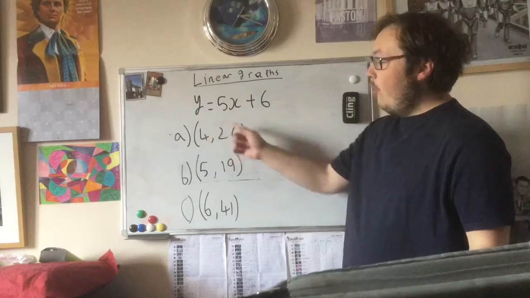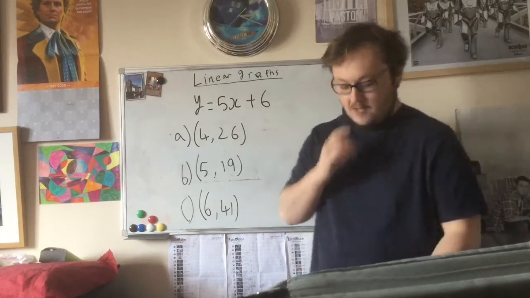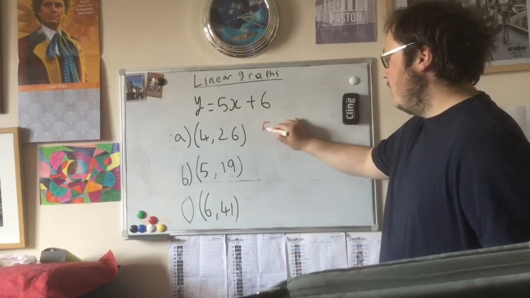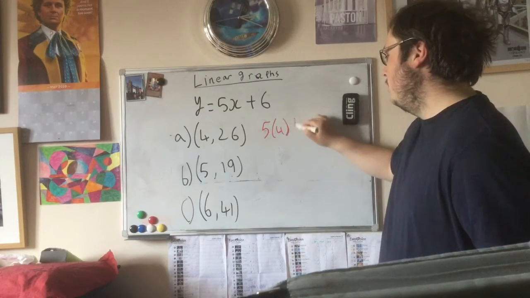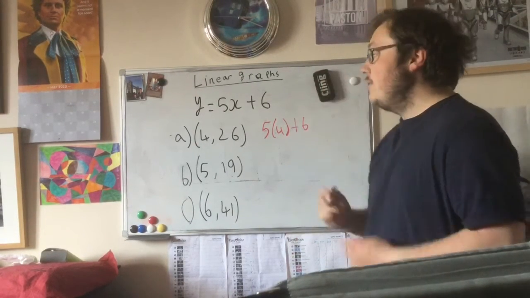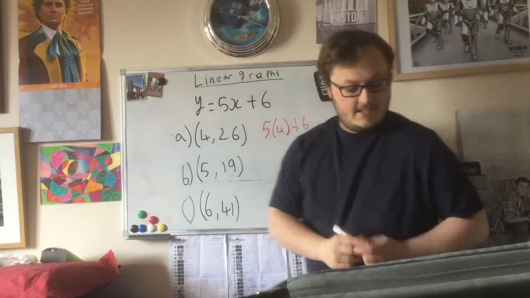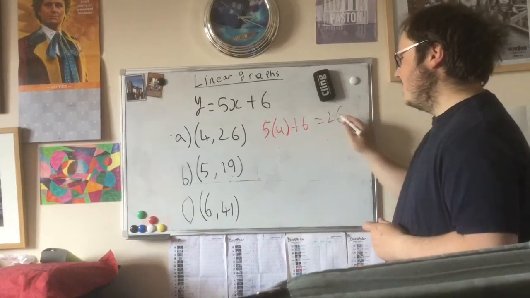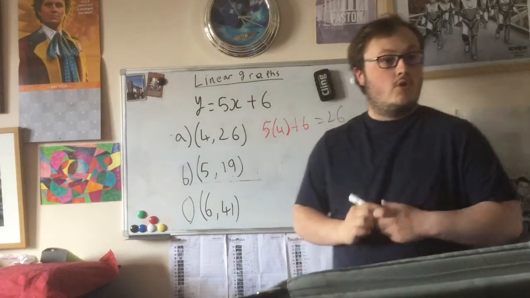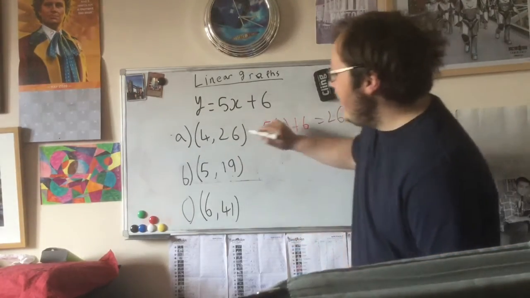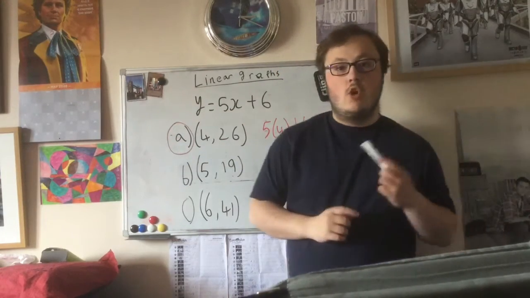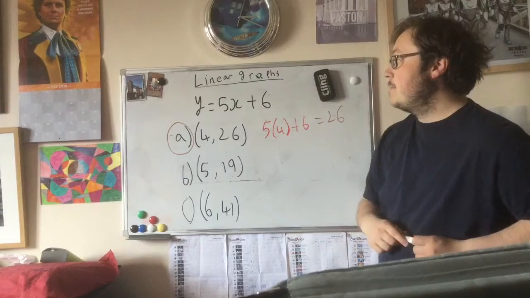Let's do (4, 26). So what we do is we replace the x with a 4, so that becomes 5 brackets 4 plus 6. 5 times 4 is 20, add 6 gets you 26, which should be the y coordinate. Does it work? Yes. So now we know that A is the coordinate that works.